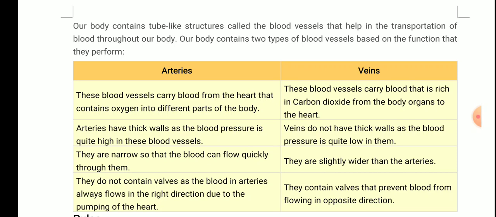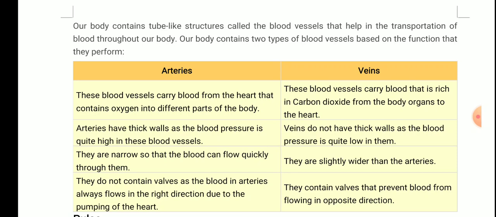Arteries are narrow so that the blood can flow quickly through them. Narrow means the lumen is very narrow, thin. I'm not talking about the walls now. It is the interior part from where the blood flows. Now why is it narrow? Because the pressure is high, so that the blood can flow very quickly and reach the target organ in time. So that's why they are narrow, so that the blood can flow very quickly through them.